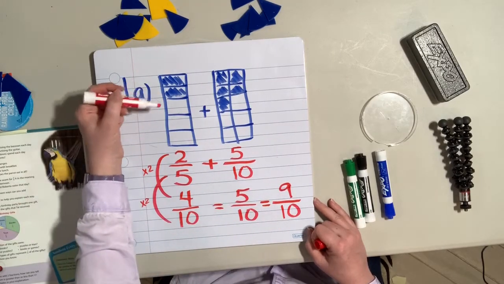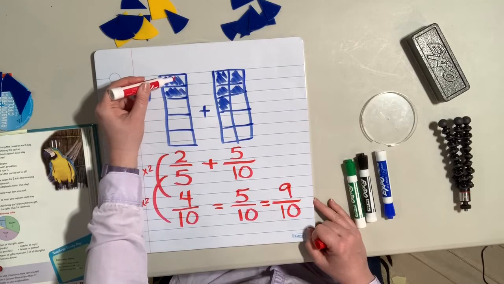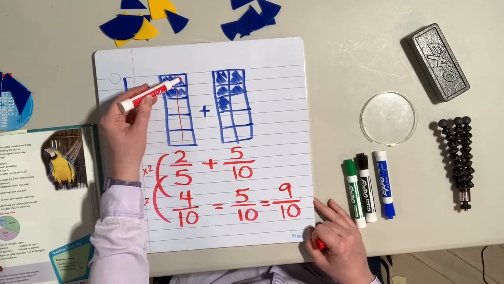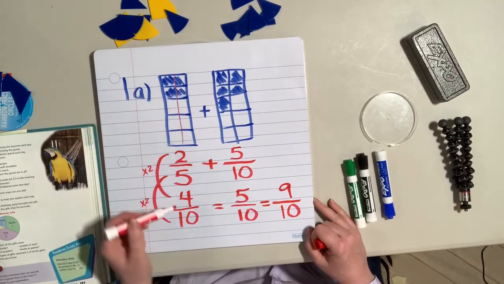If you wanted to see what it would look like visually, it would be as if you took a line and divided this into 10ths, and now you have 1, 2, 3, 4/10.